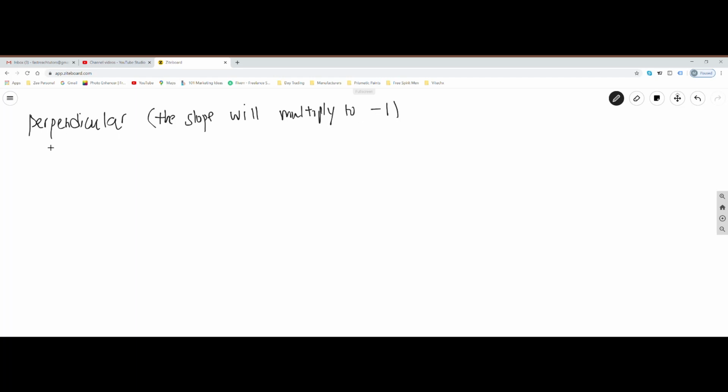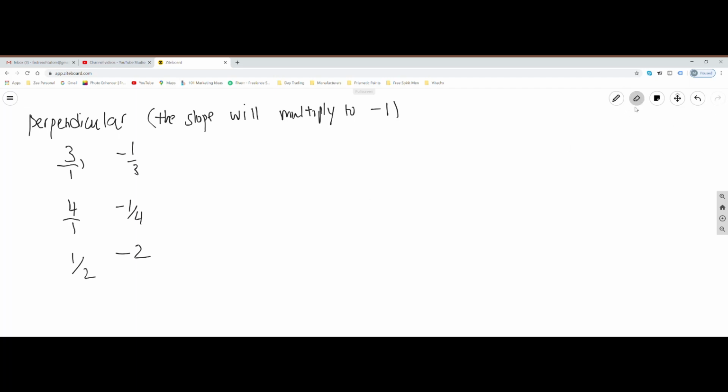So let me give you an example. If you have a slope of 3, the perpendicular slope is going to be negative 1 over 3. It's just like flipping. So let's say if it was 4, which is also like 4 over 1, it would be negative 1 over 4. If it's 1.5, it's going to be -2. So I think you get the point.